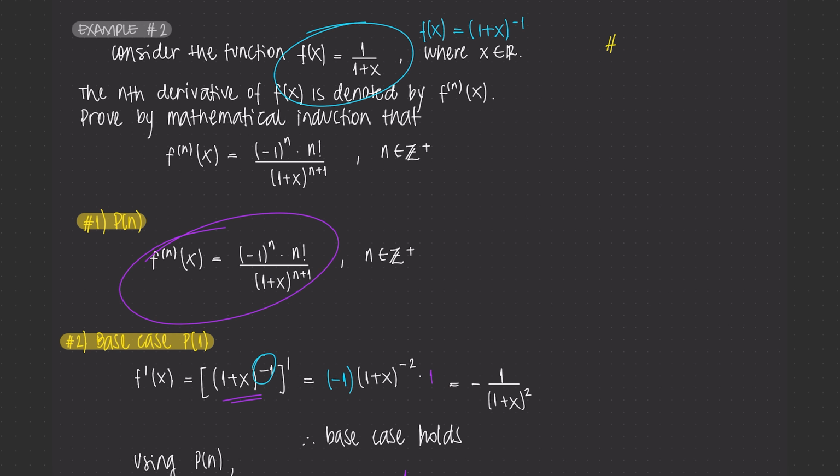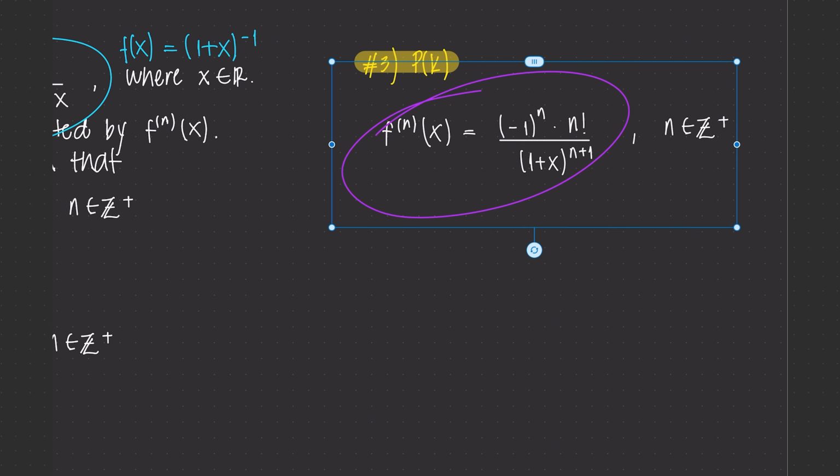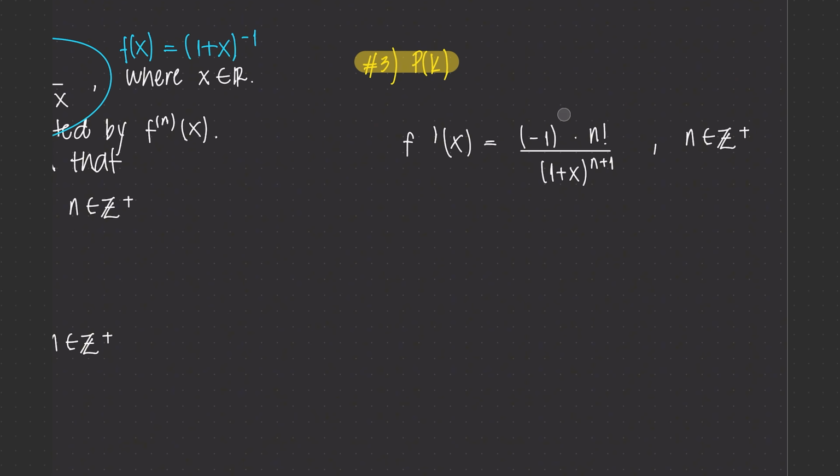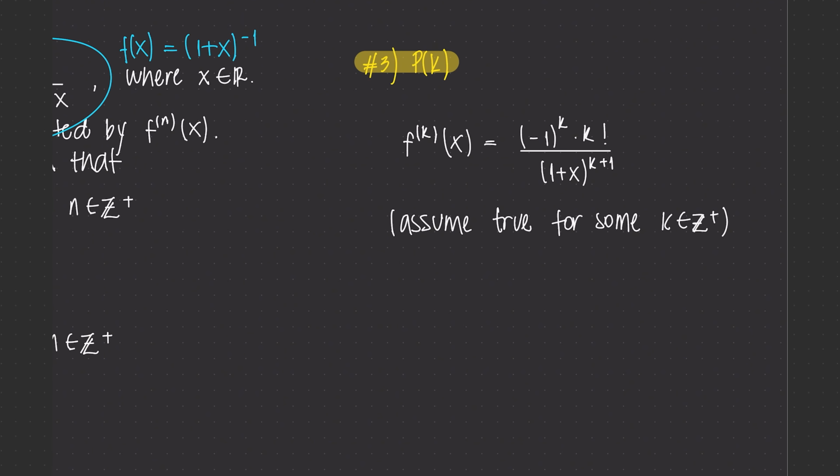Now, as you know, our P(k), which is the inductive hypothesis, is formed by taking our P(n) and substituting every n by k, giving us this expression for the kth derivative of f(x). Don't forget to write that you are assuming that this is true for some positive integer k. And let me just remove something that I forgot to remove. There you go. Now we're good to move to the fourth step, which is the inductive step, the fun step.